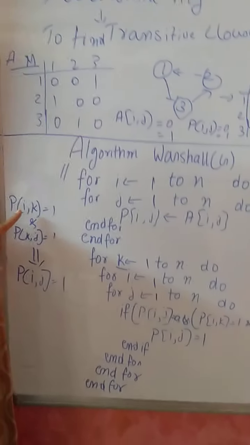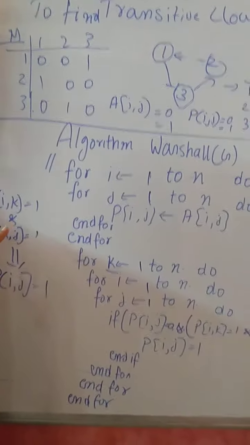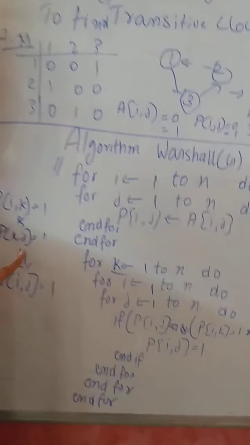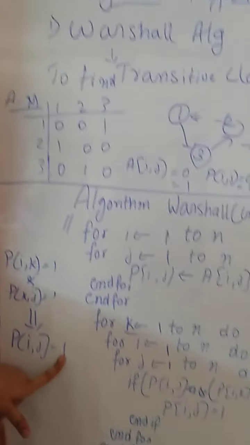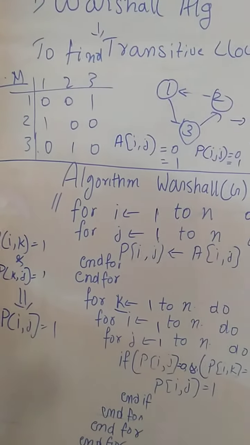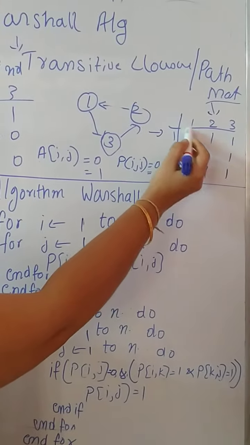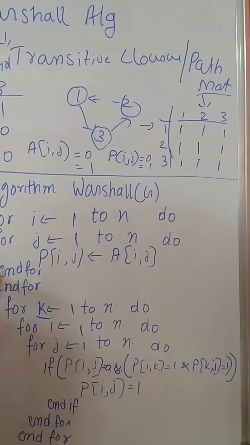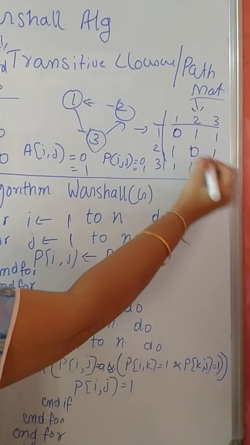So here P of Ik is equal to 1 and P of Kj is equal to 1. Then I will say that P of Ij is also equal to 1. Okay. And one more change I have done here. The diagonal element I have written as a 0. So diagonal elements will not be 0.